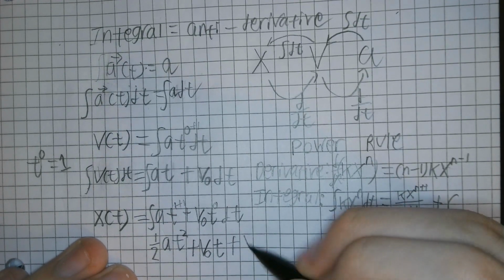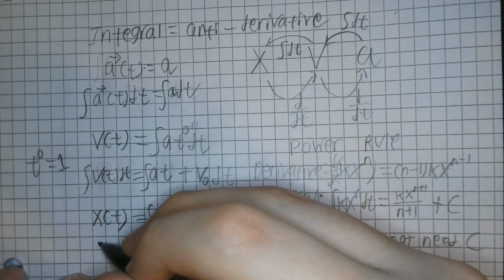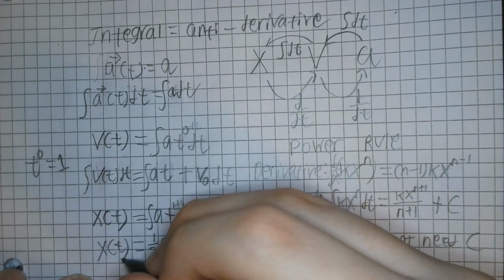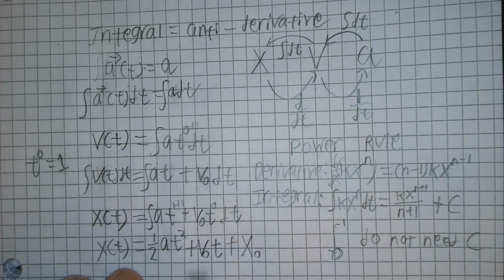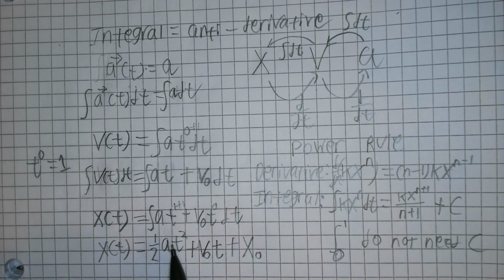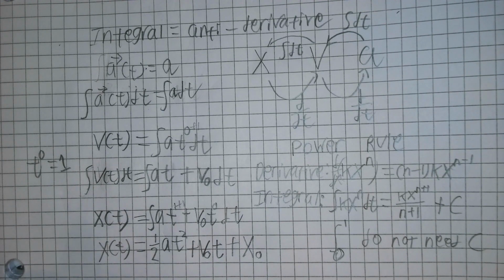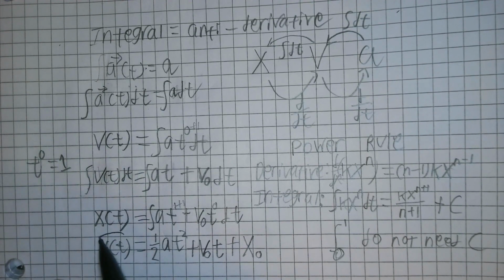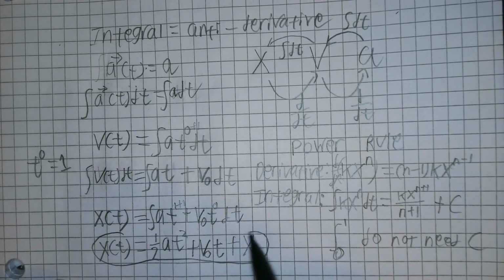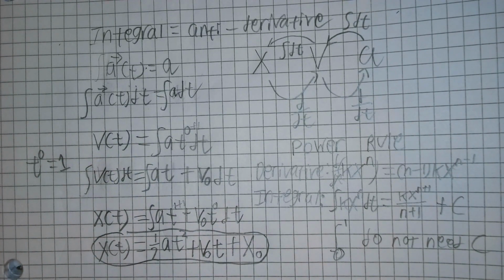And now we're going to add some initial position in case time equals 0, our starting position. And we find that position as a function of time equals 1/2 times the acceleration times the time squared plus the initial velocity times the time plus our initial position. Okay? And that is a kinematic equation for constant acceleration.